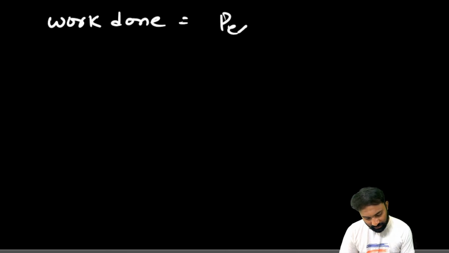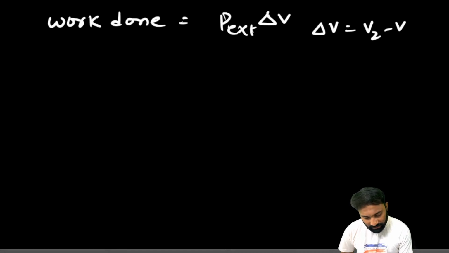Now we'll see the work done formula. We got it as P external into change in volume. Clear? Now what is the change in volume? Delta V is equal to V2 minus V1. Now here we are going to see the two types of work.